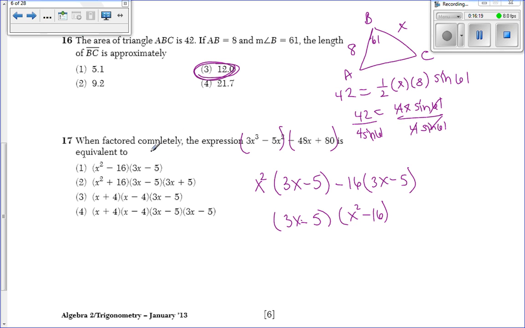Well, I see that as a choice, but remember when we did the other test, completely means you have to factor more than once. So that gets rid of this one, and that's all I get rid of at this point. So it's equivalent to that answer. So which one of these is equivalent? Well, it can't be this one because it's plus 16. So let's get rid of that one. So now I'm left with this, which is still 3x minus 5, and I only see one of those. And this is a difference of 2 perfect squares, so x minus 4, x plus 4. That is choice 3.